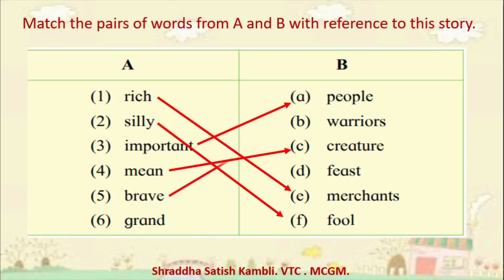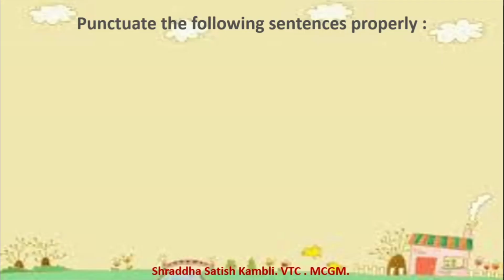Who was brave? All the warriors were brave. But who was the bravest? Yes, it was Ivan who was the bravest. And then the king had thrown a grand feast. Alright, so this is exercise 3 from your textbook about matching the pairs. Now let's go to the next one where we will punctuate certain sentences. So come on, let's punctuate the sentences which they've given us properly from the textbook.